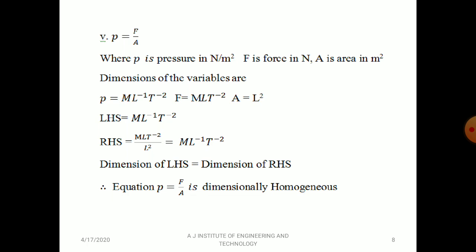So we can start with LHS. We have pressure, and the dimension of pressure is M into L to the power minus 1 into T to the power minus 2. Similarly, the dimension for RHS, that is F by A: for force it is M into L into T to the power minus 2 divided by area, which is L square. So M into L to the power minus 1 into T to the power minus 2. That is the dimension for RHS. So we can see here the LHS dimension is equal to the RHS dimension. Therefore, the equation P equals F by A is dimensionally homogeneous. So this is the case we have to prove in this type of problem, very important. We have to prove that the left hand side dimension should be equal to the right hand side dimension.